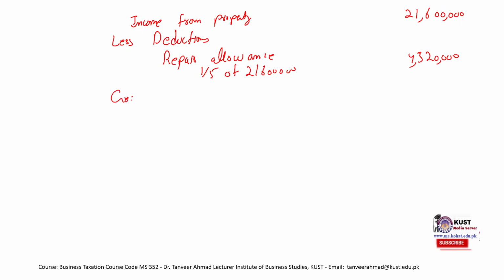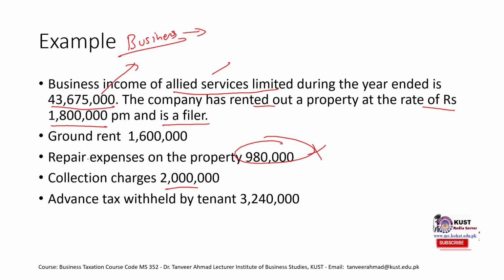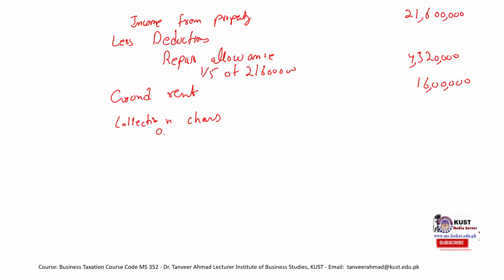Then ground rent. Ground rent is 16 lakh. Then we have collection charges. For collection charges, the rule is that actual expenses or 6%, whichever is lesser. So actual expenses are 20 lakh rupees and we would have to calculate the 6%.